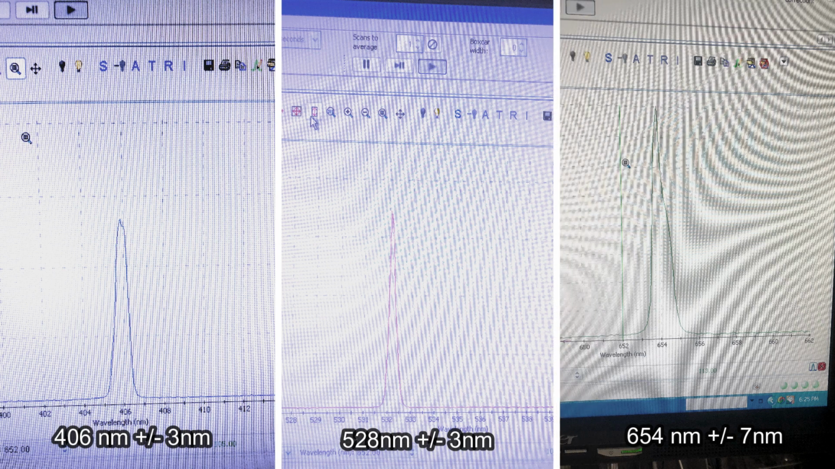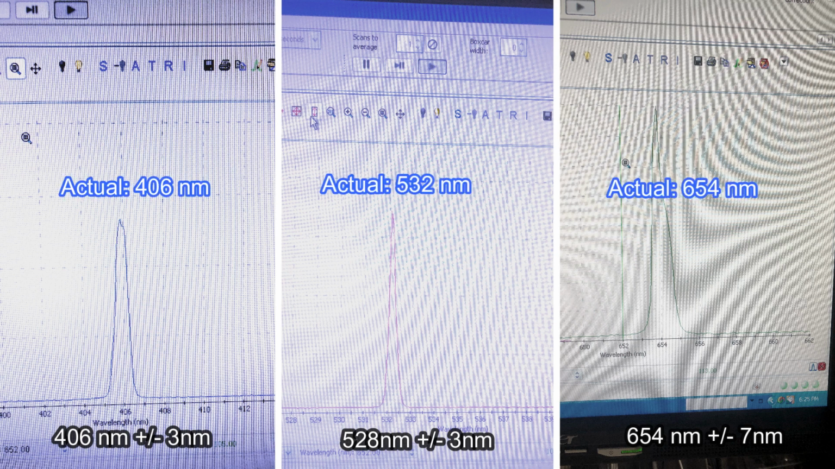However, the question deserves to be asked, how accurate is all of this? So I decided to take each of those 3 laser pointers and bring them to my lab where we have a spectrometer where I can accurately measure the output spectrum for each laser. And as you can see, for the blue and the red laser, the calculations are actually pretty spot on.